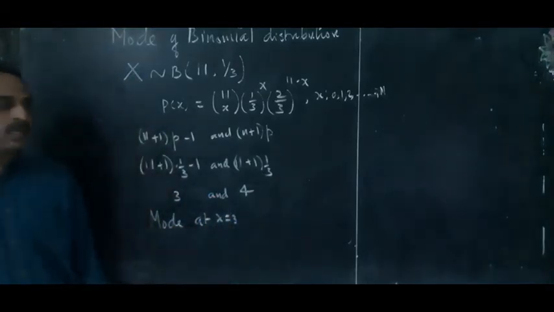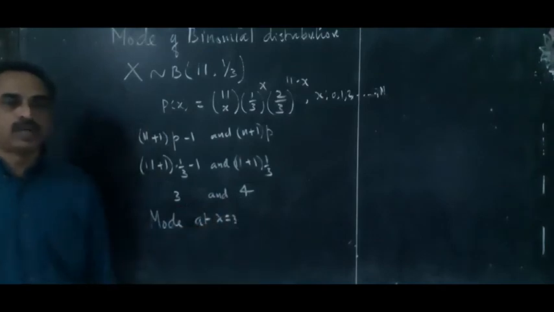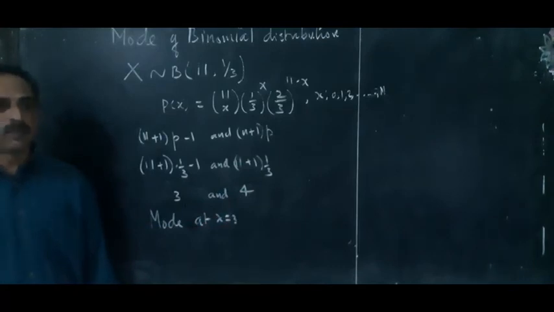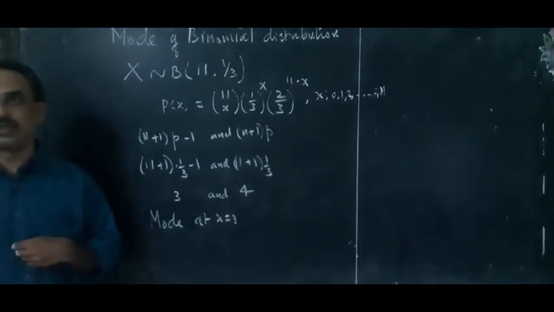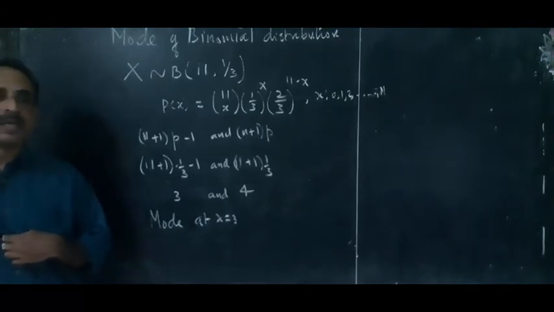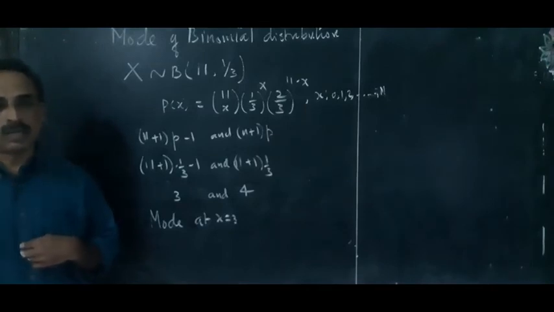The two modes are at x equal to 3 and x equal to 4, because these are the points where the probability becomes highest, and therefore the distribution is said to be bimodal. So depending on the values of n and p, the distribution becomes unimodal or bimodal. When (n+1)p is a whole number, the distribution will be bimodal with the modes at (n+1)p − 1 and (n+1)p, and the distribution will be unimodal when (n+1)p is not a whole number.